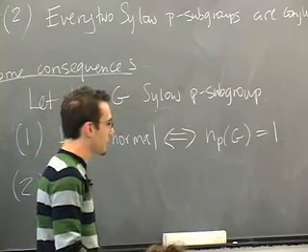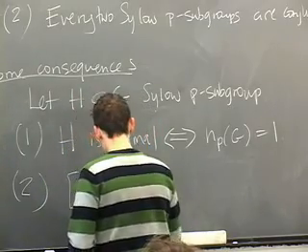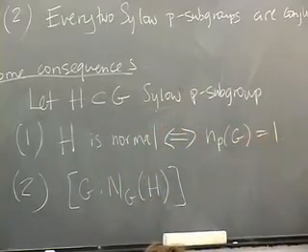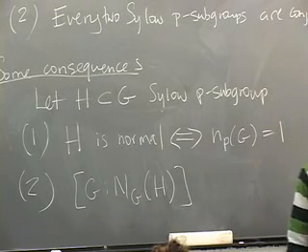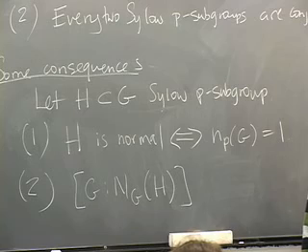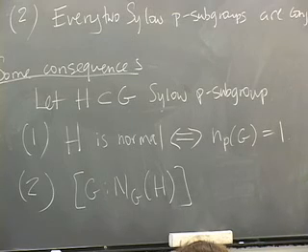Another thing that's useful is that once you have a Sylow p subgroup like this, you know a good deal about its normalizer. Why? So for instance, what is the index of the normalizer of H in G? Any guesses? No. But yes. n_p(G), exactly.